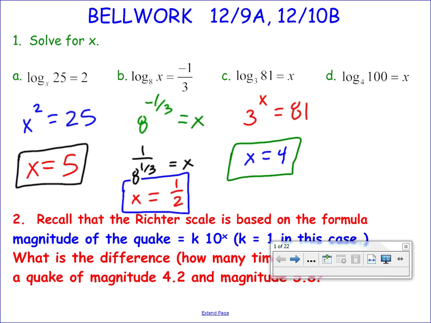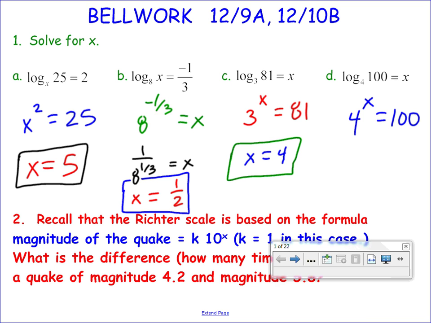And the power statement for letter D. So what would my power statement for letter D look like? Heather? 4 to the x equals 100. That's exactly right. Thank you. And so what's different about letter D than letter C, right? In terms of solving that, what's different about letter D than letter C? Logan?